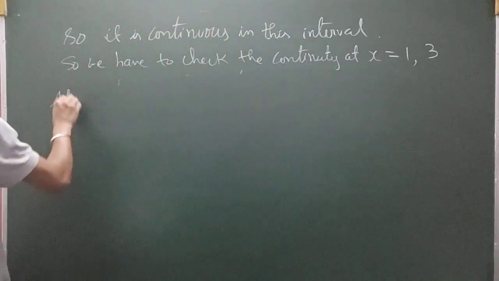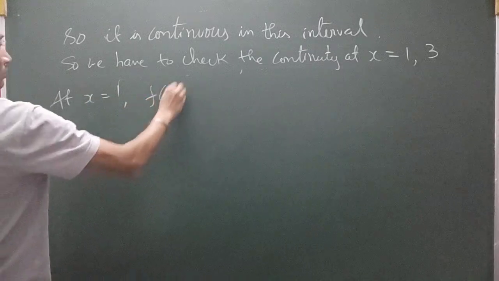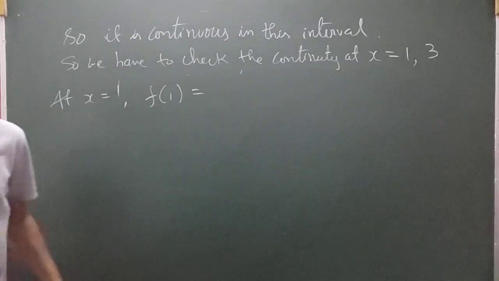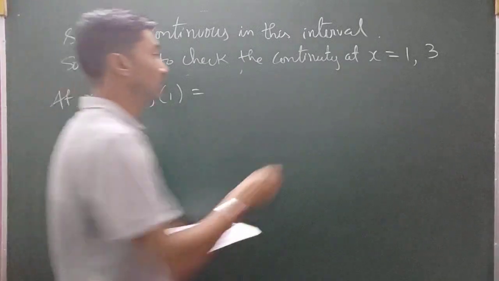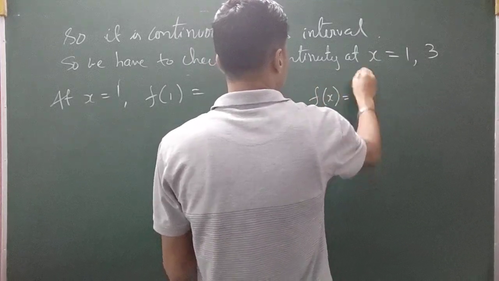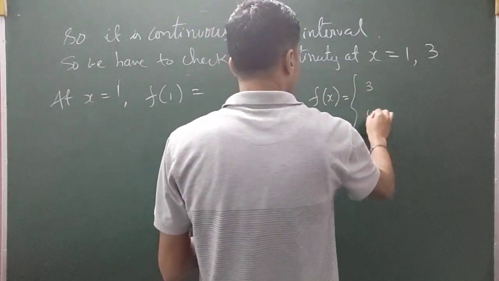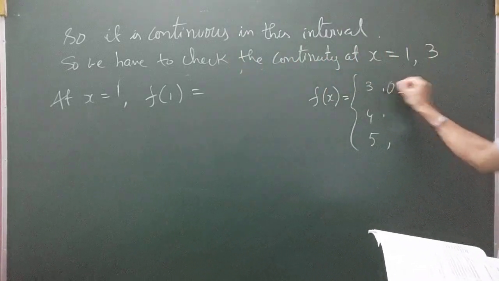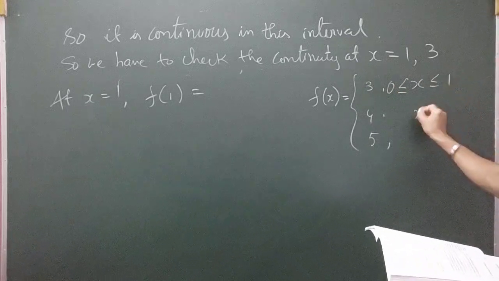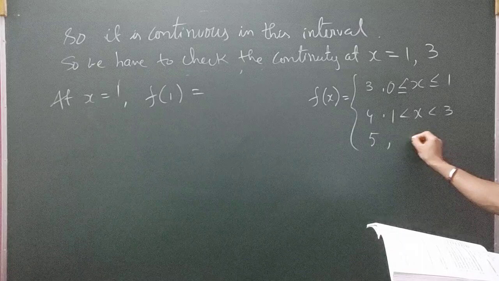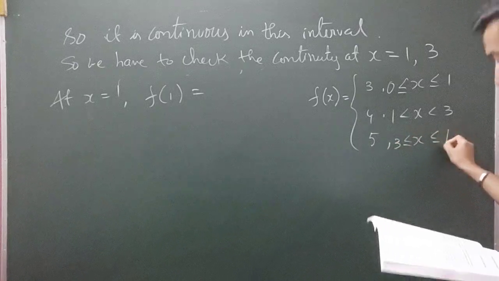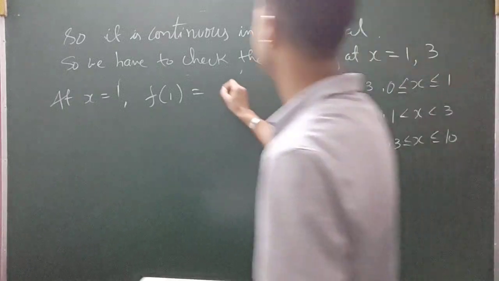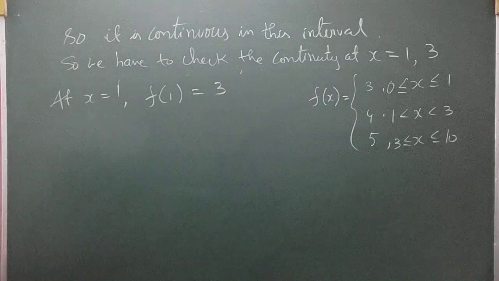Let's begin at x equal to 1, f of 1. That's the value of the function at x equal to 1, which is actually given to us. I'll have to write down the function, in brief: 3, 4, 5. Here in brief I'm writing x greater than or equal to 0, less than or equal to 1; x greater than 1, less than 3; x greater than or equal to 3, less than or equal to 10. So at x equal to 1, the value of the function corresponds to 3, isn't it?